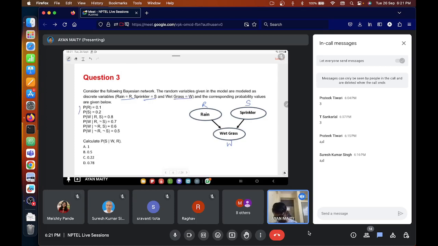And these probability values are also written: probability of R, probability of S, probability of W given R and S, and then probability of W given R and complement of S, and probability of W given complement of R and S, and probability of W given R complement and S complement. So these individual probability values are given, and from this Bayesian network you have to compute the probability of S given W and R.